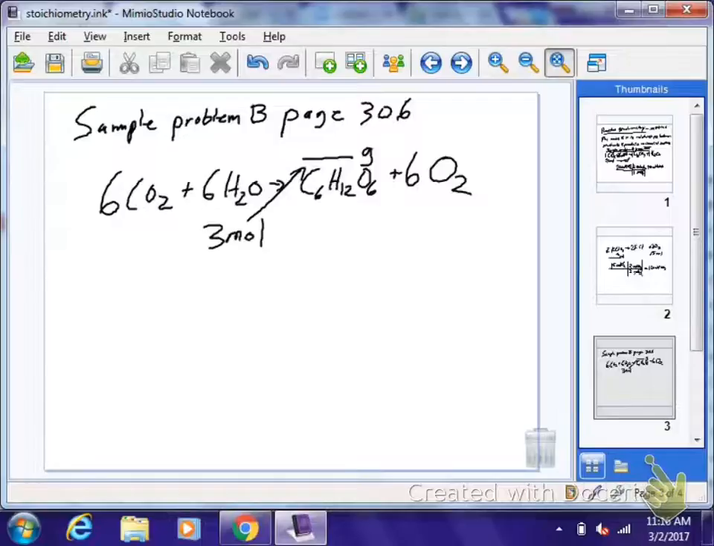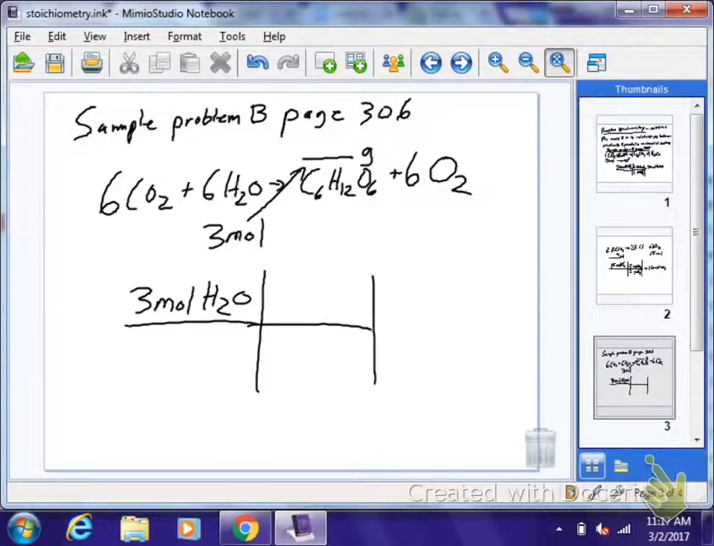We've got to find how many moles are in... Right, you've got to find out how many moles of glucose. And we just did one of those problems. So you put 3 moles of H2O. My first step is to go from moles of H2O to what? Moles of glucose, right? So did we do one of those problems already?